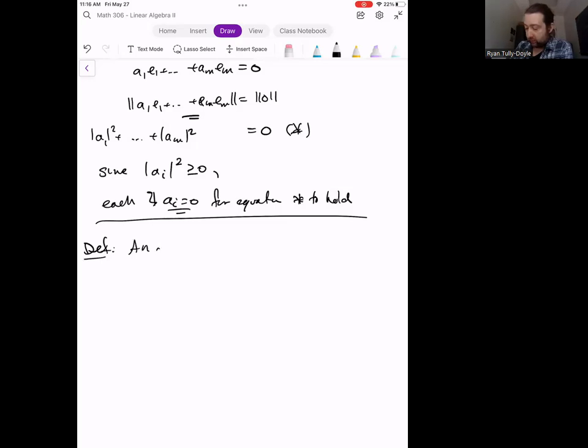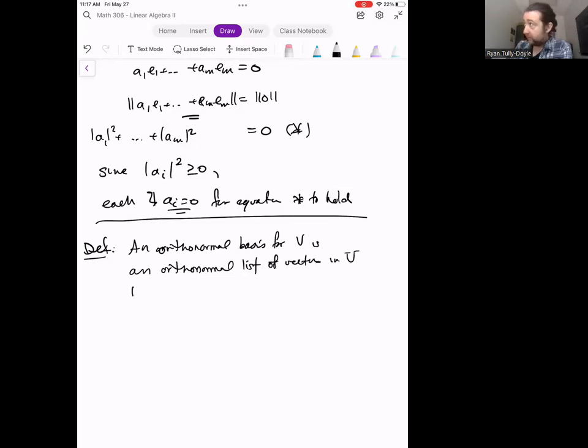An orthonormal basis for V is an orthonormal list of vectors in V that spans V. That is also a basis, i.e. spans V.